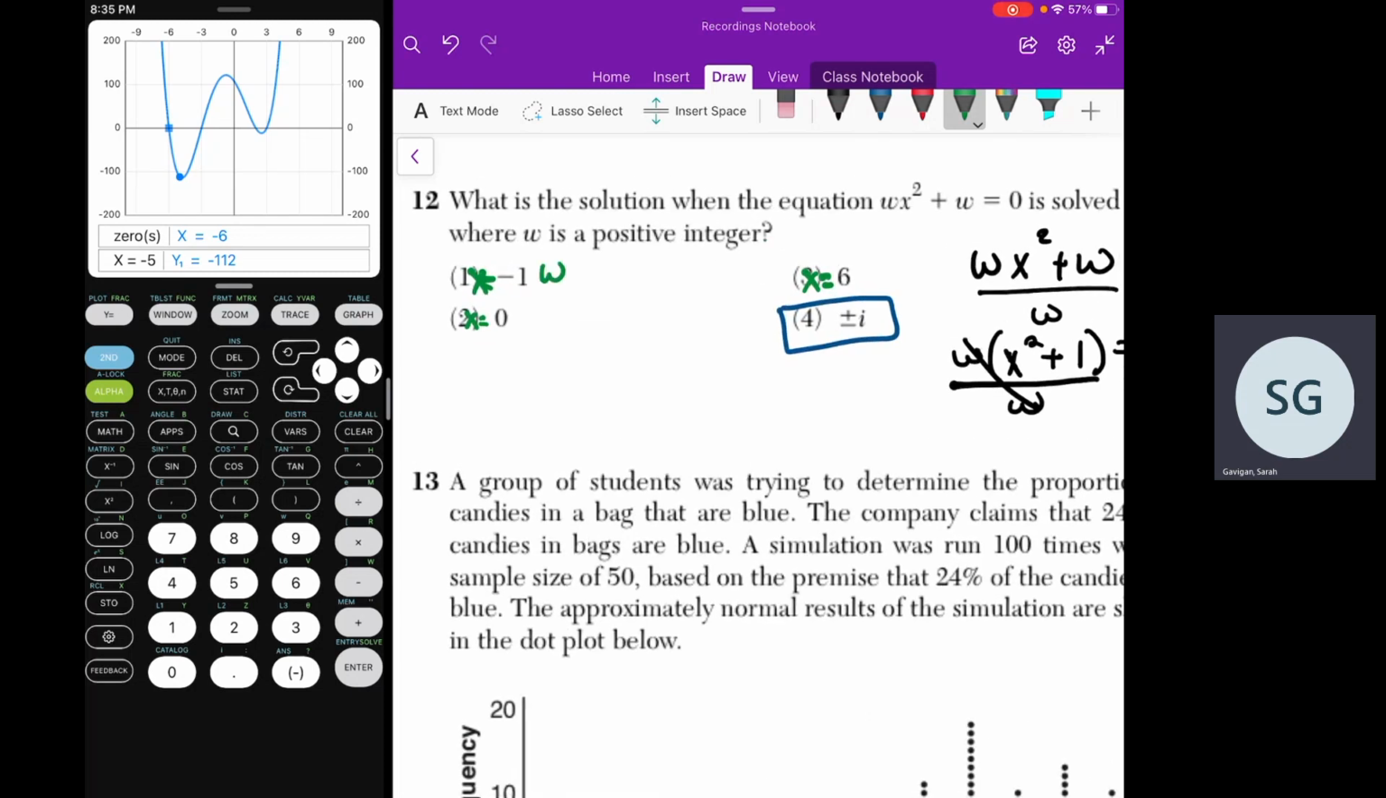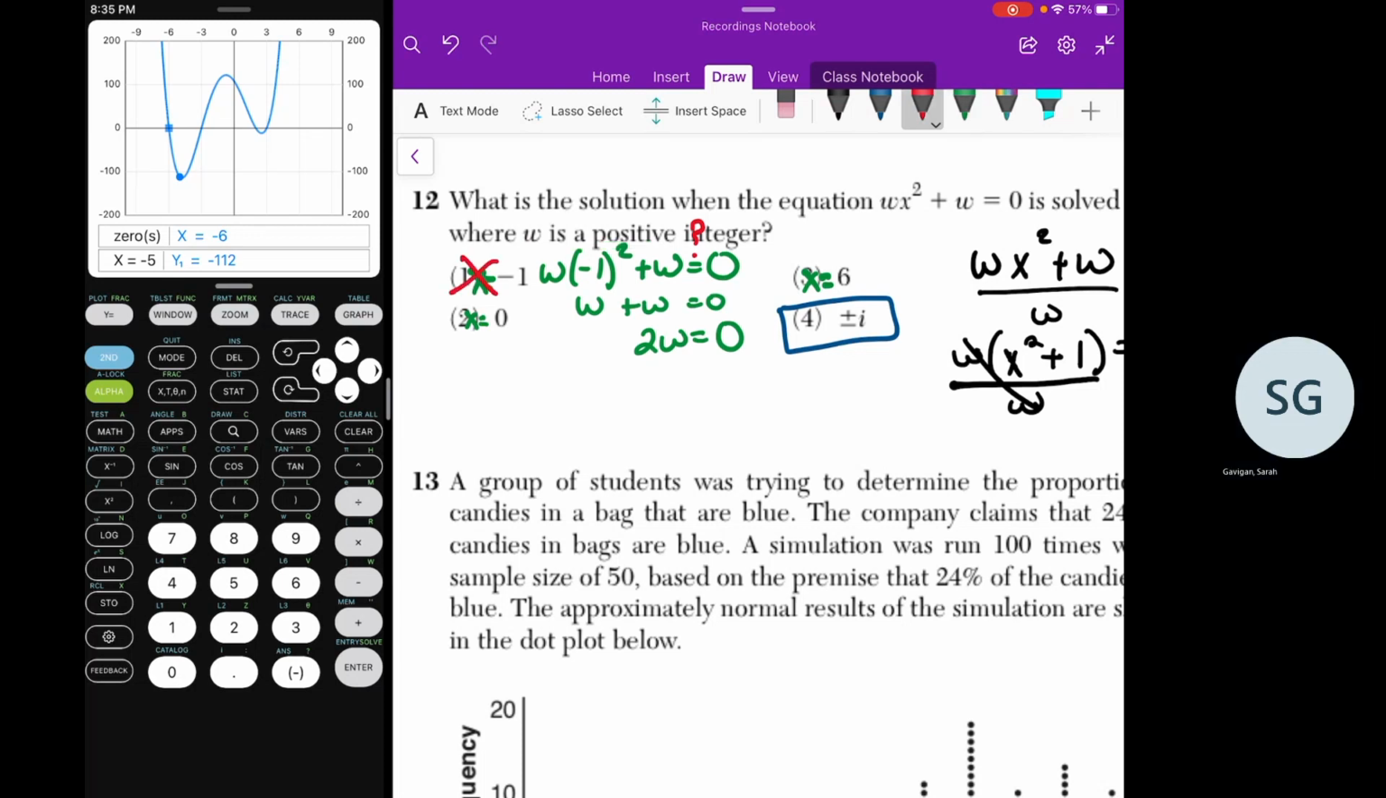All right, so let me plug in x equals -1. So w is some positive integer, w times -1 squared plus w. Does that equal 0? That's a question. Well, -1 squared is just +1, so this is just like 1w plus w. w plus w is 2w, not 0. And since w is some positive integer, pick any positive integer, that doesn't work. That doesn't equal 0.